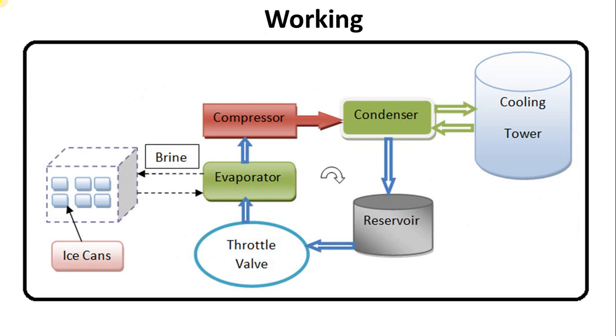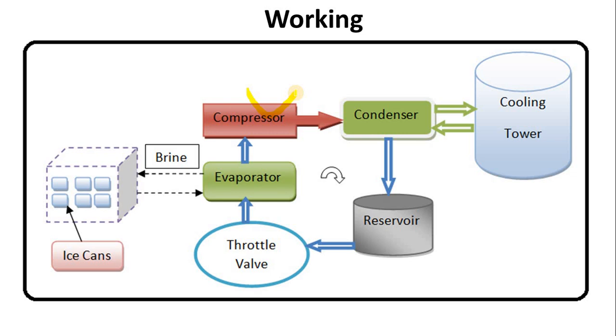When we talk about the working, there are basic components of the ice manufacturing unit. Ice manufacturing works on a vapor compression refrigeration system, but in that, ammonia acts as the refrigerant. The main component of the ice manufacturing industry is the compressor. The main function of the compressor is to compress the ammonia and produce high pressure and high temperature ammonia in the form of vapor.